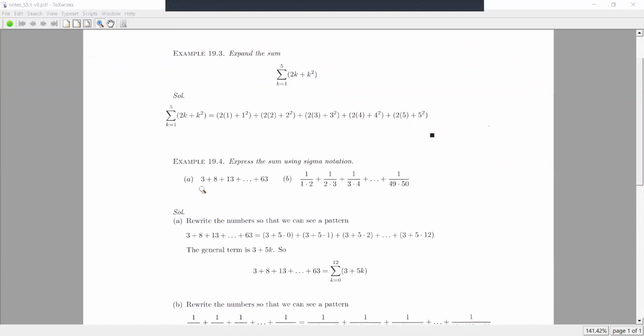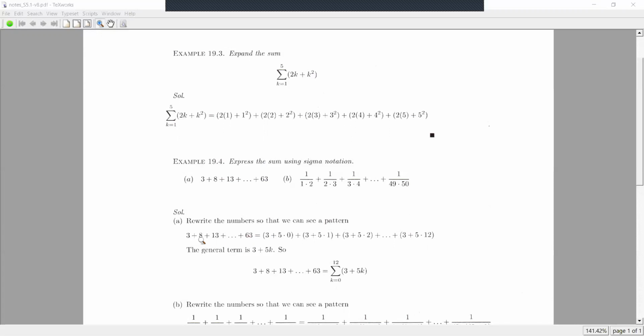Okay, A first. This is a long sum. Now, to write this sum in sigma notation, you need to determine one pattern among the terms. Okay, now let me try to figure out the pattern among the terms.